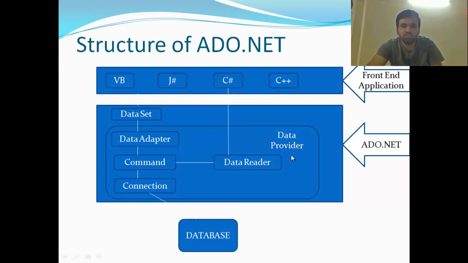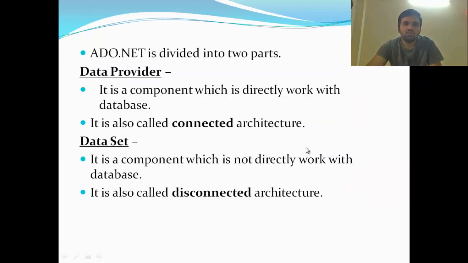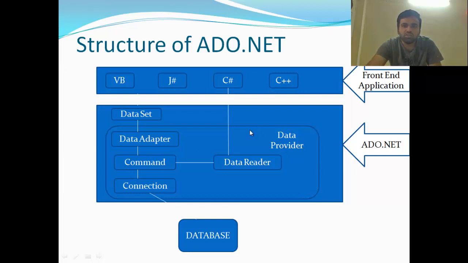Now we will see the theory in this video, what is ADO.NET. First we will see about data provider. Here we can see ADO.NET is divided into two parts: first data provider and dataset. Data provider is a component which directly works with the database, and dataset does not directly work with the database. In simple words, we can say data provider directly works with the database and dataset does not directly work with the database.